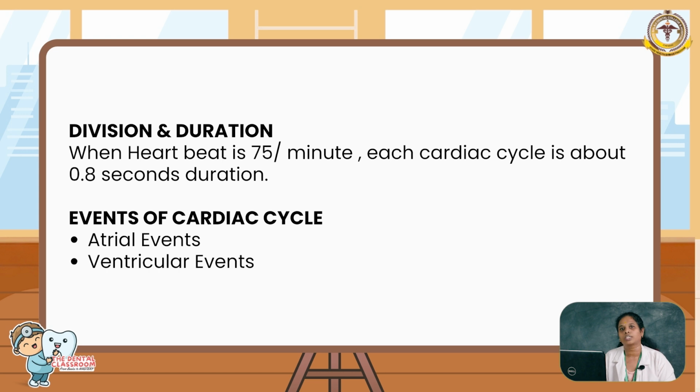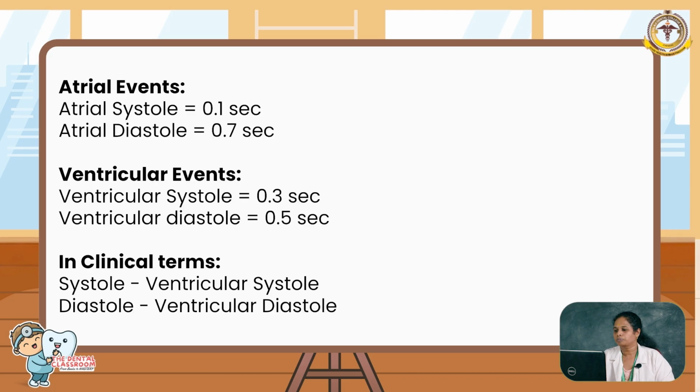When I use diastole, that indicates I am talking about ventricular diastole. So coming to events of the cardiac cycle, there are two events, atrial events and ventricular events. Under atrial events, we have atrial systole and atrial diastole. Atrial systole will happen for a duration of 0.1 seconds. Atrial diastole will happen for 0.7 seconds, which is followed by ventricular events. Ventricular systolic events will happen for 0.3 seconds and ventricular diastolic events will happen for about 0.5 seconds.